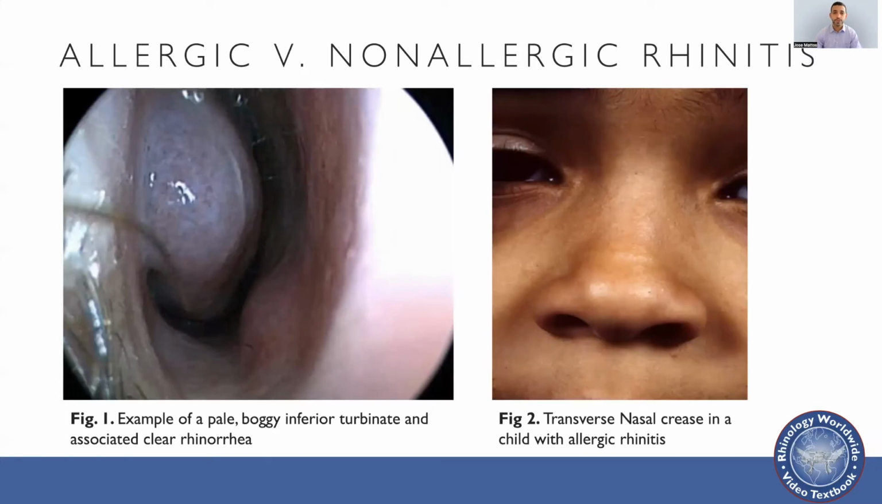Now, these pictures show physical exam findings that might help you characterize allergic rhinitis. You can see in figure 1 that there's pale, boggy mucosa with clear rhinorrhea. And then figure 2 shows the transverse nasal crease or the allergic salute, and these are classic findings in patients with allergic rhinitis.